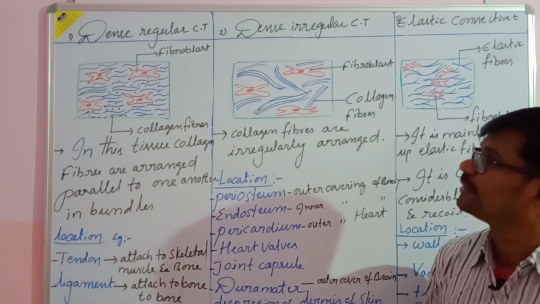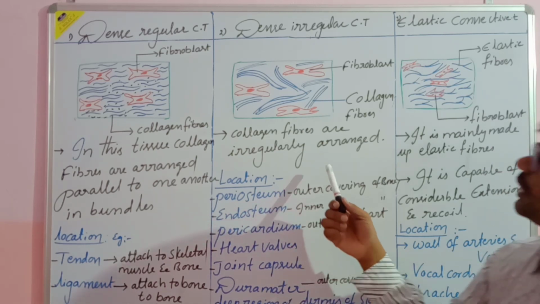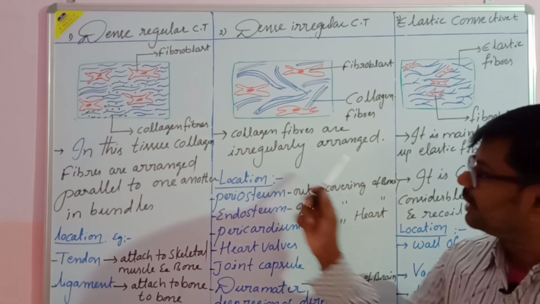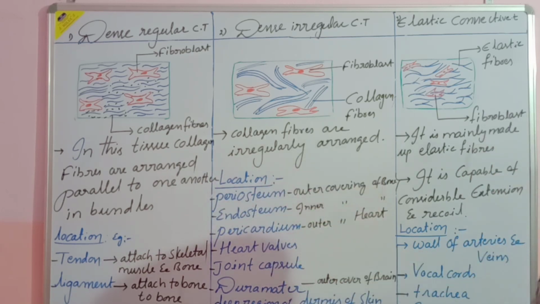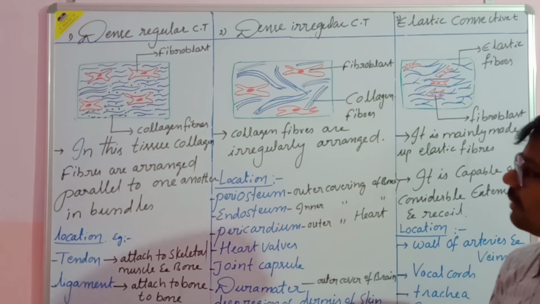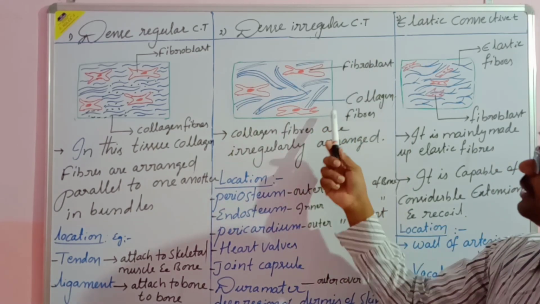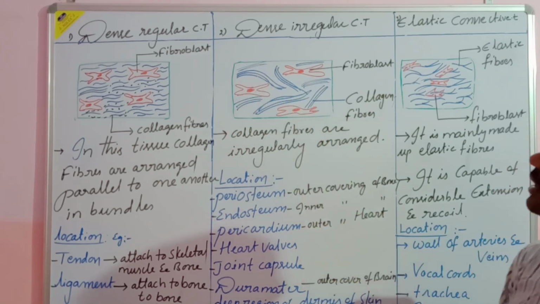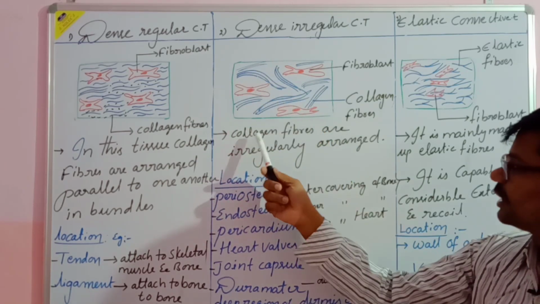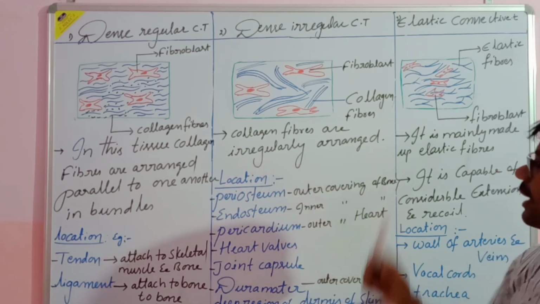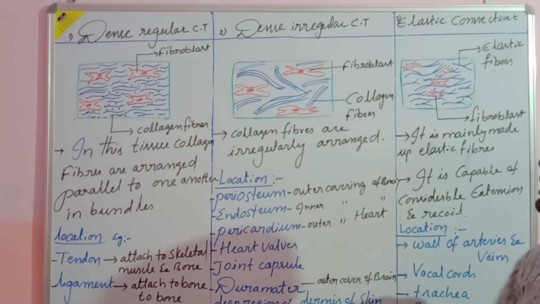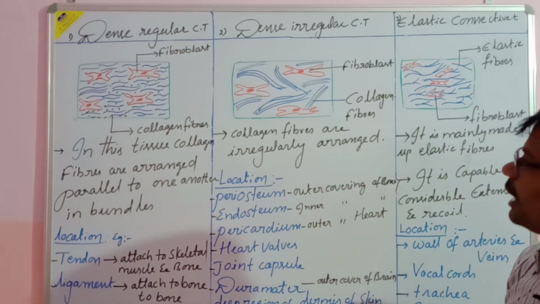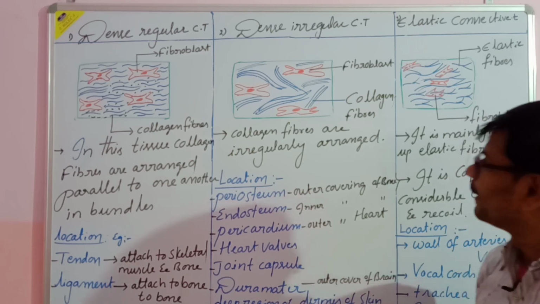Coming to the second type of tissue, dense irregular connective tissue. The main difference is that both tissues are made up of fibroblasts and collagen fibers, but the arrangement is different, right? In dense irregular connective tissue, the fibers are arranged in an irregular or zigzag form. That is why the collagen fibers are irregularly arranged. That type of connective tissue is called dense irregular connective tissue. Here also fibers are more, cells are few, and ground substance is very limited.